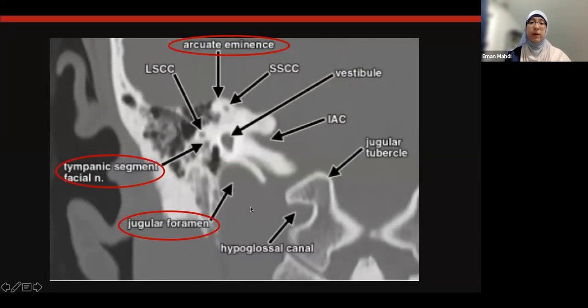So as I continue, that's where the jugular foramen and part of the tympanic segment of the facial nerve as it continues to become the mastoid segment through the stylomastoid foramen.